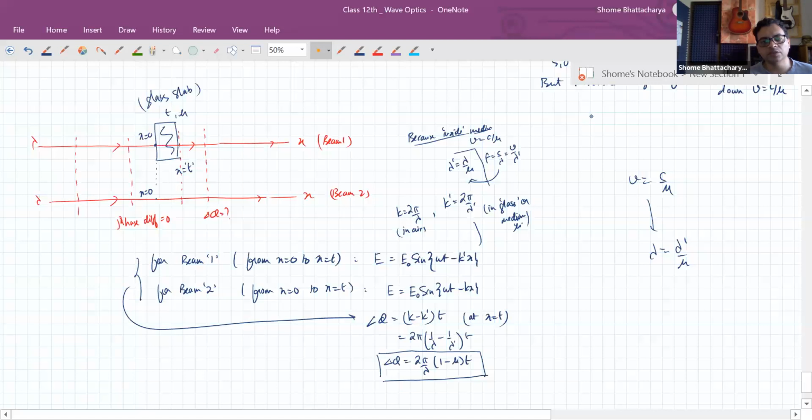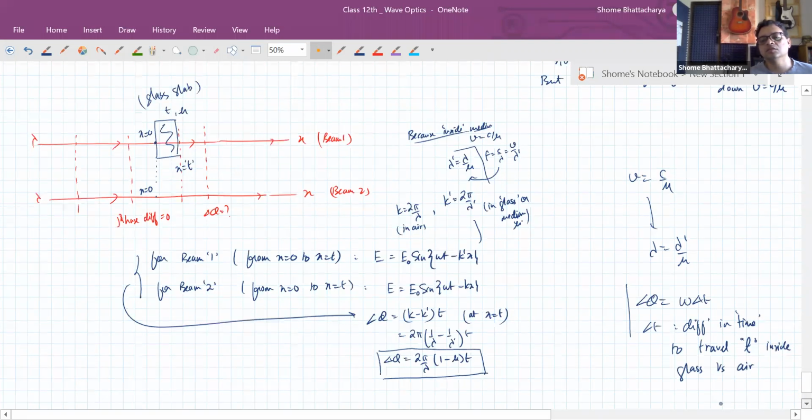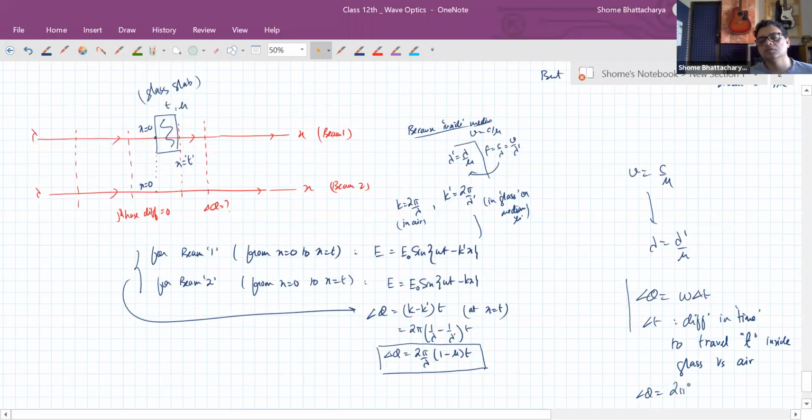Yes, that also we can do. Yes, Ganesh, that's correct. You can also consider the path difference as so many times the time difference, and the time has increased while going through this slab. It is omega into time difference. You can also think of it like this. So delta t is the difference in time to travel a distance t inside glass versus air. So when you do this calculation also, you'll see you'll get this.